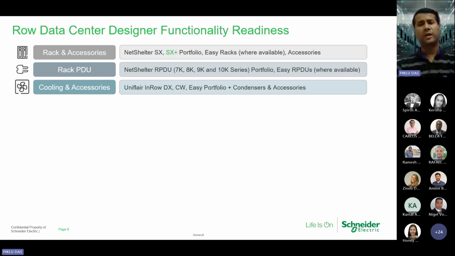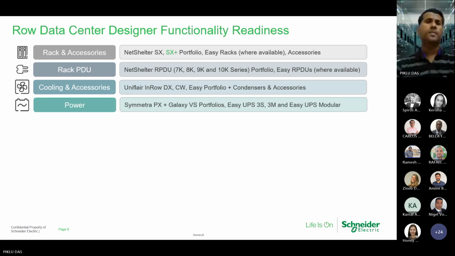Cooling in Row Data Center Designer, like the ISX Designer, we are only catering to the in-row direct expansion and the chilled water along with the Easy portfolio. For the perimeter cooling, we don't have the product configurator, product SKUs as a whole in the application, but you can definitely use the generic objects like the CRAC object in order to simulate the CFD calculation for your design for your room.